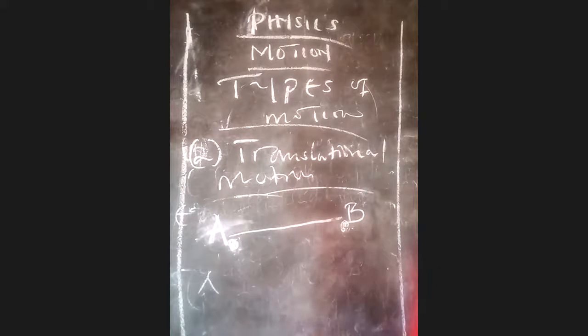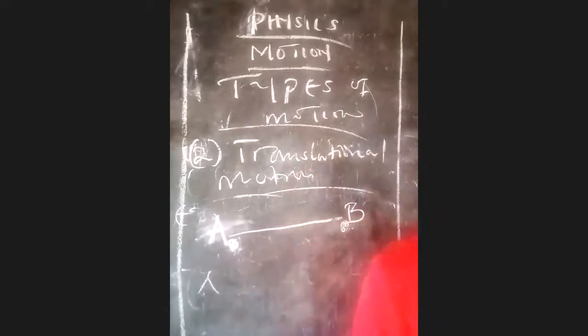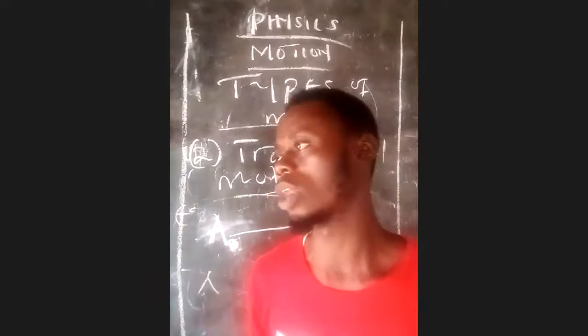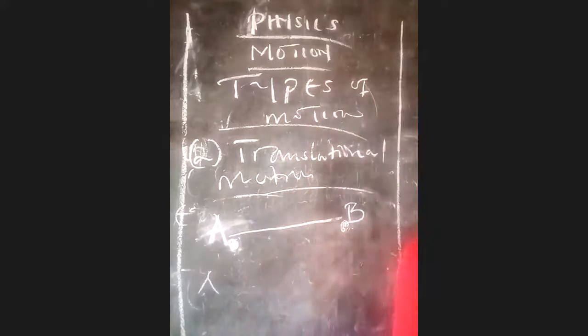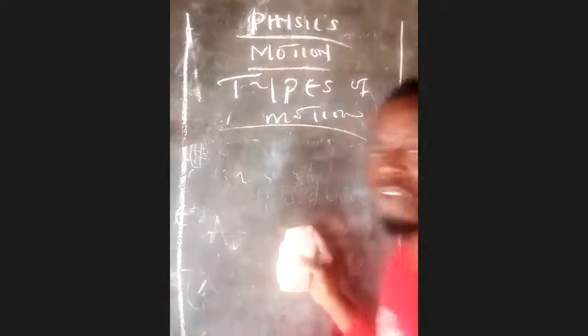I hope you can understand what we mean by translational motion: when the body moves in a specified, forward direction. So when the motion occurs in a forward direction, that is what we refer to as translational motion. Now let's move on to another type of motion. Do not forget, we are dealing with the types of motion.